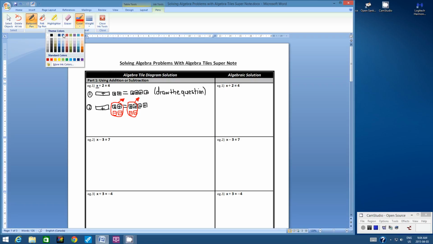Let's summarize here on the right-hand side what we did. I'm going to draw a bracket here. What we did was work to get x alone by using zero models.